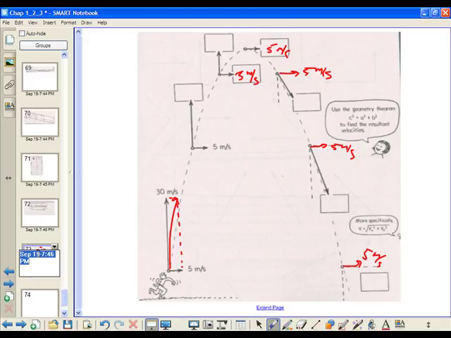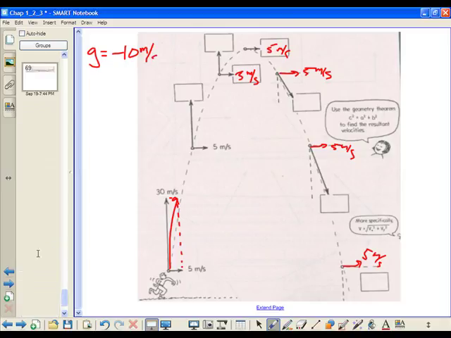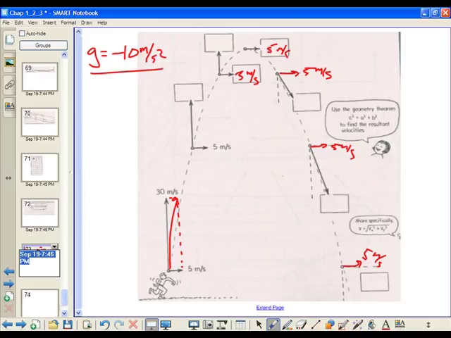But the vertical does have something. It has gravity. Remember, gravity is -10 because it's down. We've defined down as being negative. So every time we're going to add this -10, so the vertical component, 30 plus -10 is going to be 20 meters per second. You can see here it's going to be 10. It gets to the top here and we're at 0.